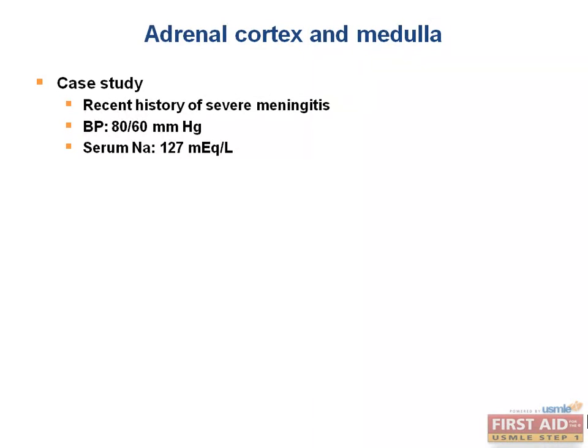Clearly, our patient has low blood pressure. And if the sodium is low, what hormone might be deficient? Right, aldosterone. Where is aldosterone made? The adrenal gland specifically. Which part of it? The zona glomerulosa. Great. So, what does meningitis have to do with this?